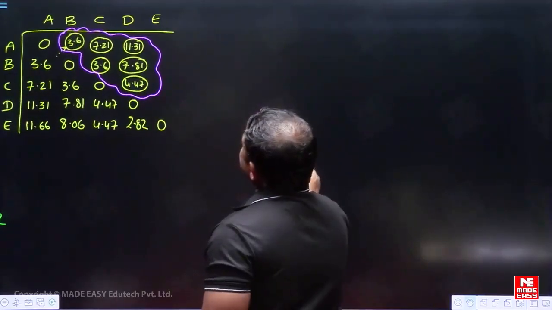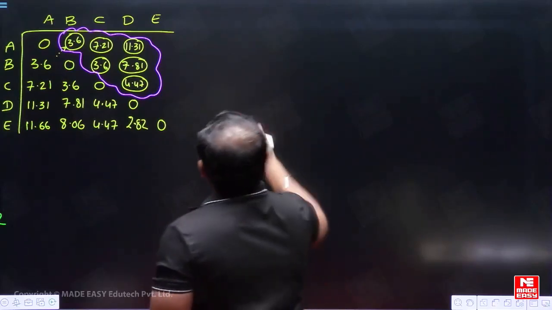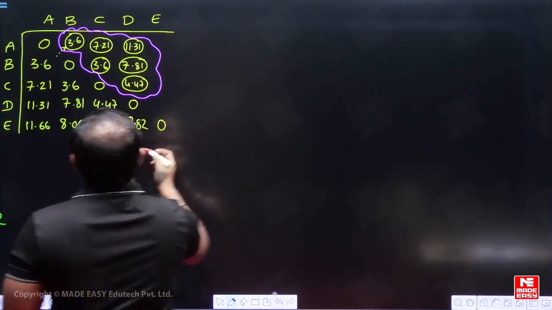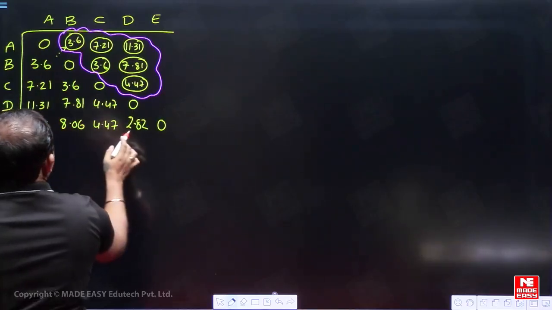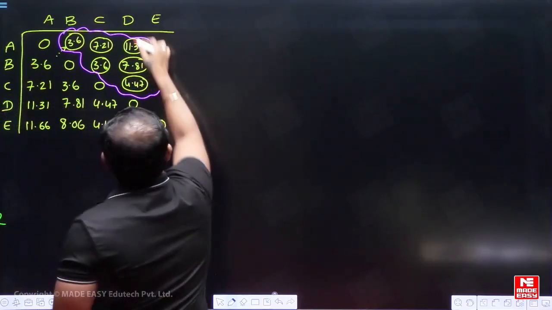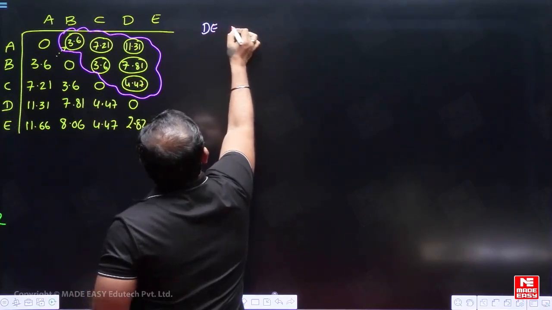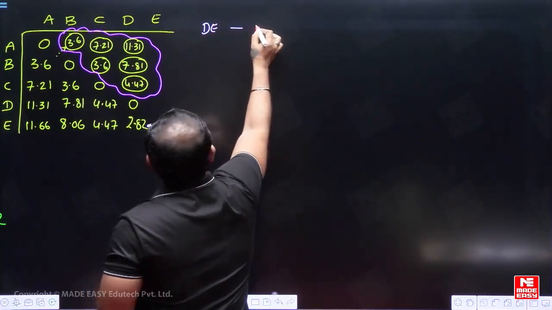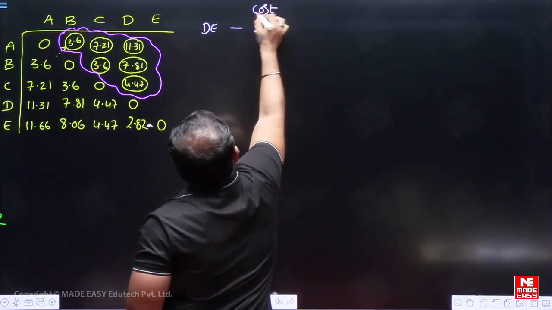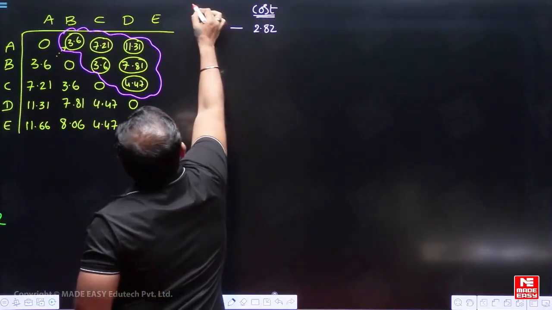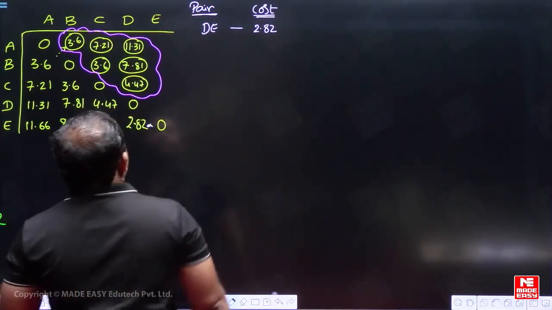Now, what are the further proceedings? Arrange the data in ascending order. So what is the ascending order here? What is the smallest value in this? 2.82. This is DE. DE cost is 2.82. Cost means distance. This is the data points pair.